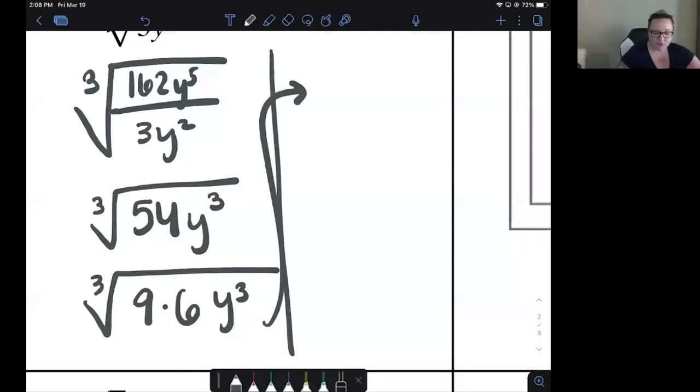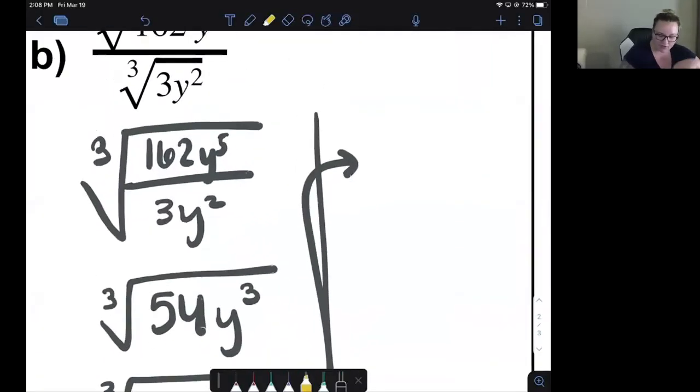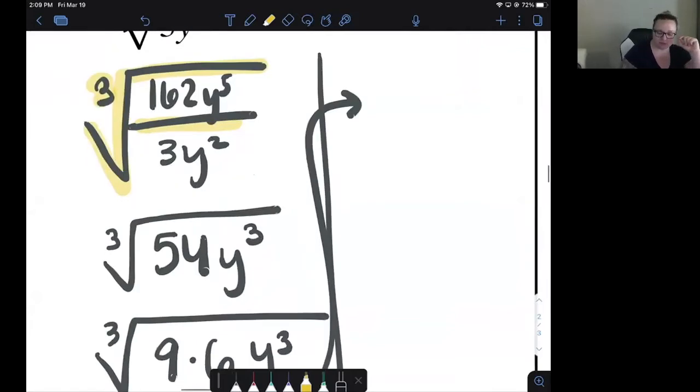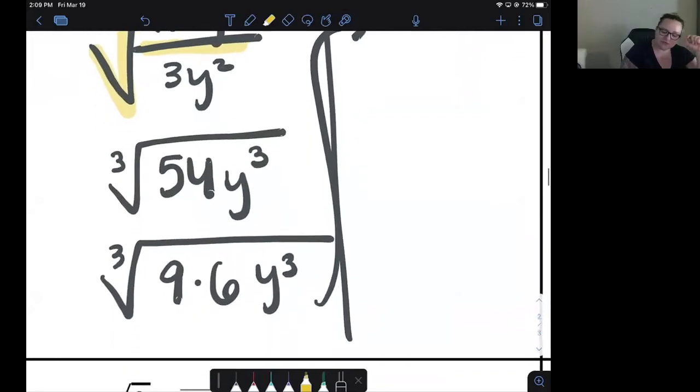All right, so as you can see, I rewrote it. I put a large cubed root. I made sure that the whole fraction could fit under that single cubed root. Make sure your work looks like mine. 162 divided by 3 is 54. Y to the fifth divided by y squared is y cubed. So I'm left with the cubed root of 54 y cubed. So combining them under one radical helped me simplify this problem further.